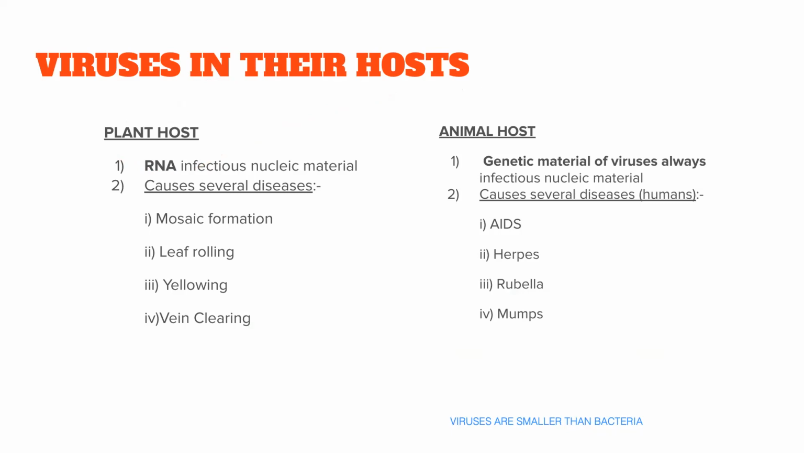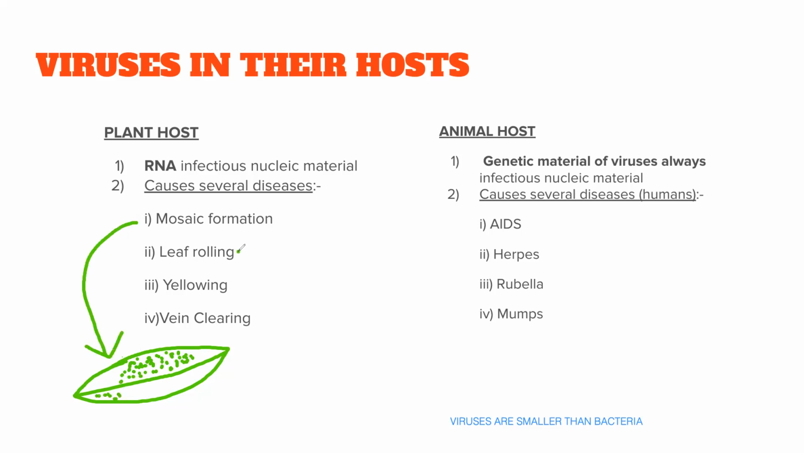There are four examples, the first being mosaic formation. So what exactly is mosaic formation? Let me use green for plants. You have your plant leaf here, and what mosaic formation does is it causes spots on the leaf. It causes spots like these, and they're very pattern based. They have a very distinctive pattern. So this is called mosaic formation.